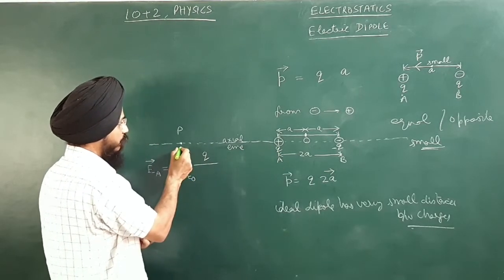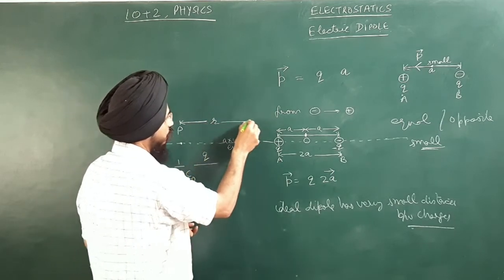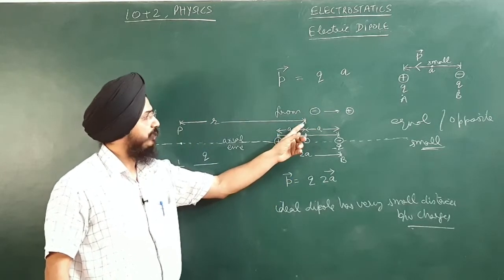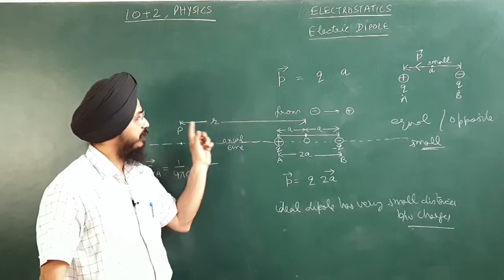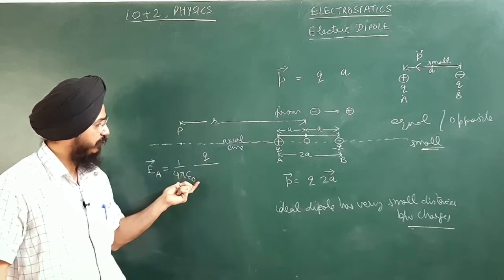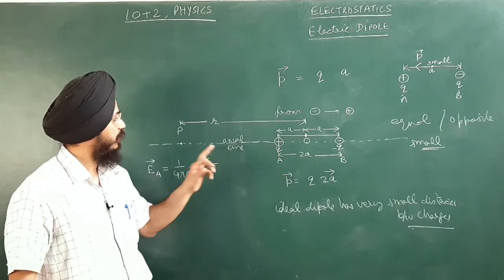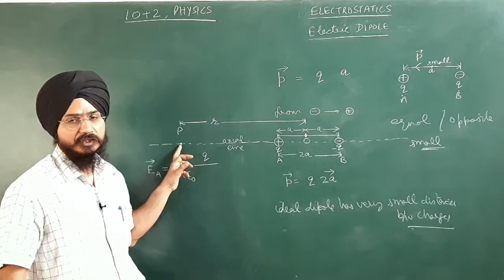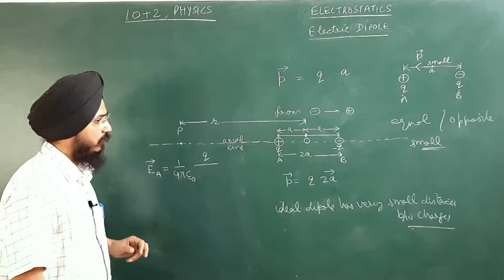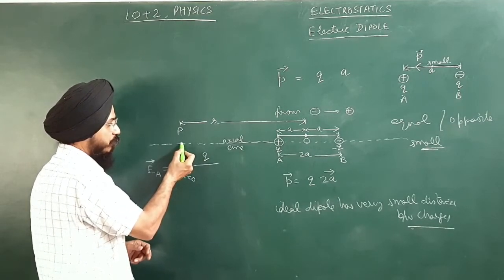Now suppose that this point P is placed at a distance r from the center of the dipole. Note it, we have to take the observation point distance from the center of the dipole. But in the expression, we will write the distance from the individual charge which is exerting a force on this point, where we will assume a test charge facing a force due to this charge.